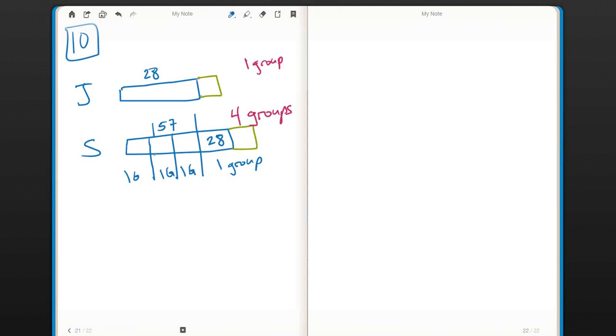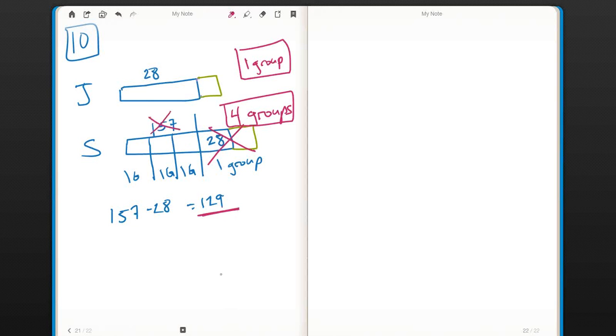Okay. How many do I have left over here? Well, I have 157 minus 28. 157 minus 28 is 129. I know that 129 is equal to 3 groups. Remember, I started out with Sarah having 4 groups, and I know that each group is 28 and a green box. So when we got rid of 28 and a green box, instead of having 157, now I have 129, and I know that that's equal to 3 groups.